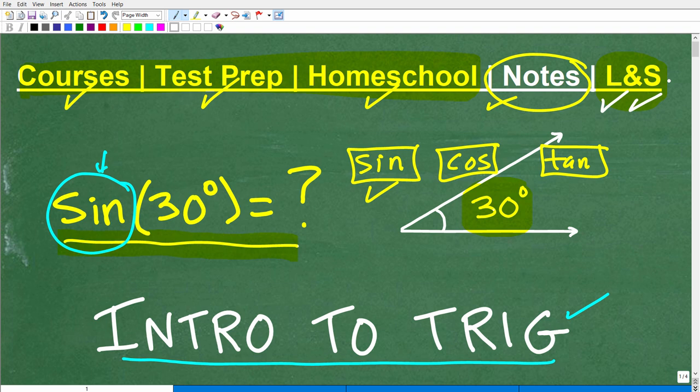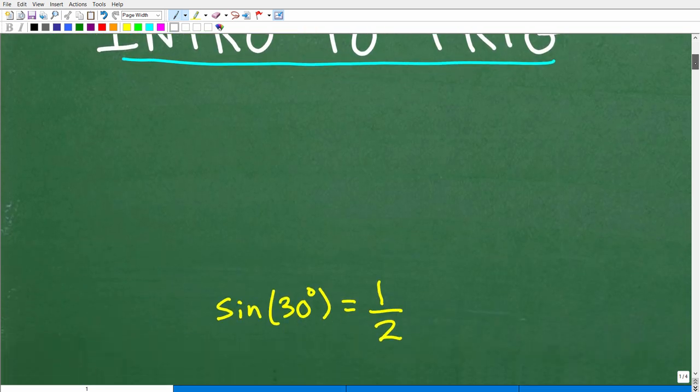Okay, so let's go ahead and get into this. If you know the answer, go ahead and put that into the comment section, because I'm going to show you the answer right now. What is the sine of 30 degrees?